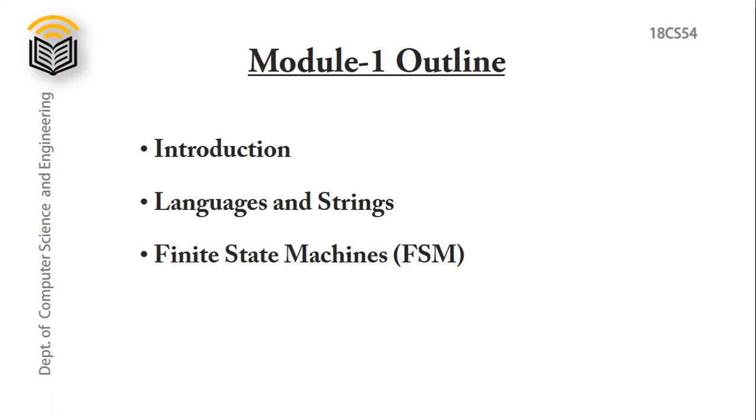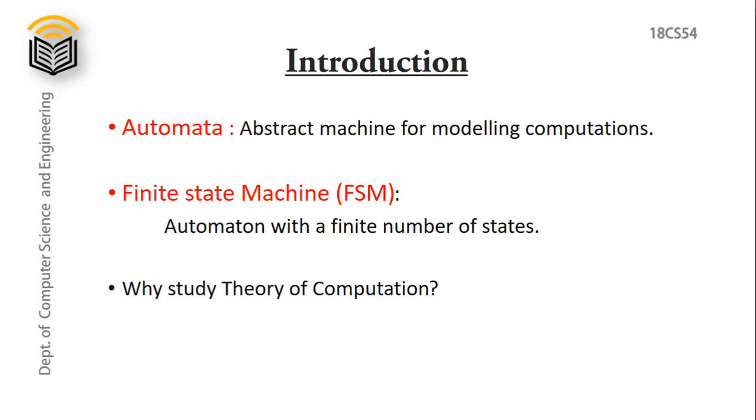Today in this video, we will learn about Introduction to Automata and Theory of Computability, Languages, Strings, and Finite State Machine. Introduction. We need to ask two questions. That is, what is automata? Automata is an abstract self-propelled computing device which follows a predetermined sequence of operations automatically. That is simply an abstract machine for modeling computations. An automaton with a finite number of states is called a finite state machine. We will discuss this later.